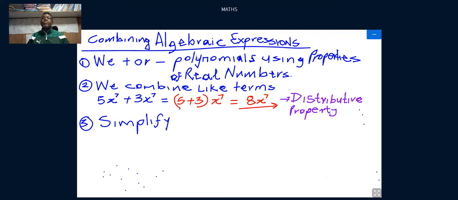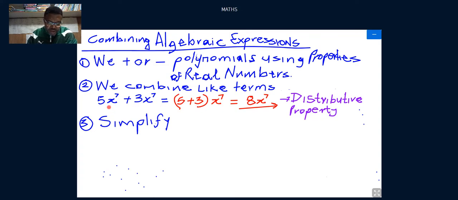Thirdly, you simplify. You can see my example on number 2 here. I added 5x to the power 7 with 3x to the power 7. Because the variable x to the power 7 is common in both of them, I am adding 5 and 3, and then I'm getting 8x to the power 7. So in this case, I had to add.